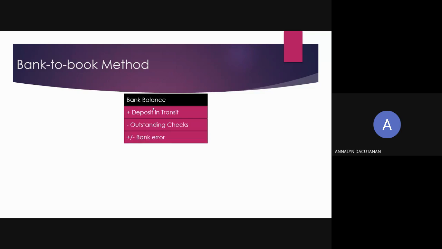Next, add the bank error or minus the bank error, depending on the transaction. With these three, your bank balance is already adjusted, right? But that's not the problem. We are not being asked for the adjusted bank balance. We are asked for the unadjusted book. So how do we get that?